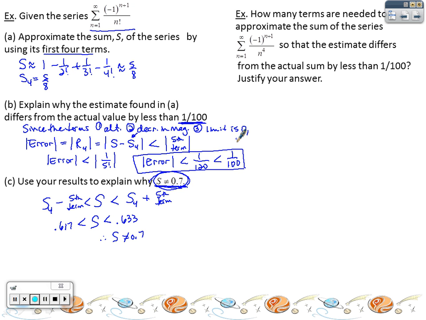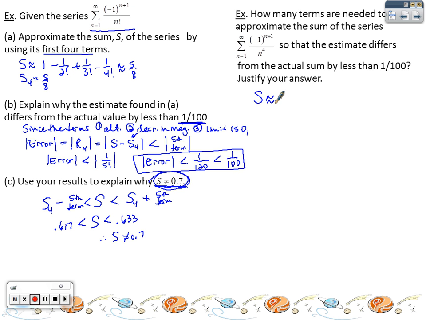All right, the last one, we are looking at how many terms are needed to approximate the sum of the series so that the estimate differs from the actual sum by less than 1 over 100, and then it wants us to justify. So there's a couple of ways to do this. I'm going to show you the most straightforward, probably the easiest way. And there's another one on your daily work that you'll have to do a little bit differently. But let's work this one by starting to approximate our sum. Let's start writing out terms.